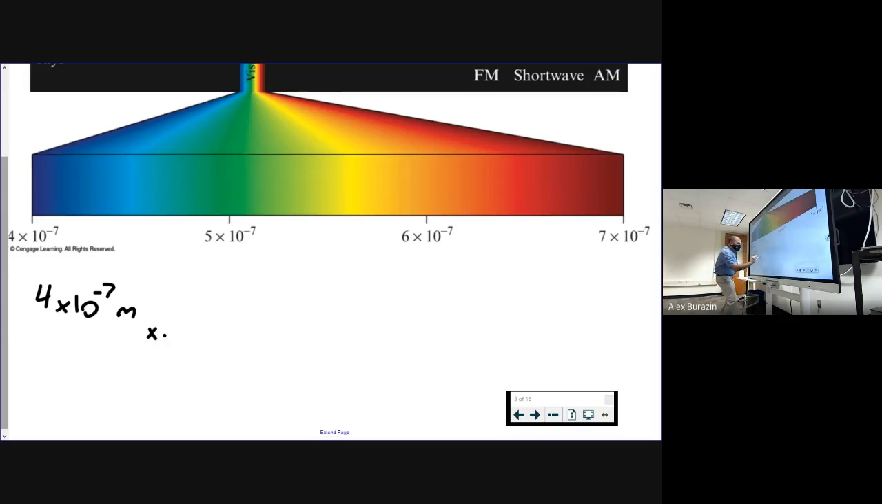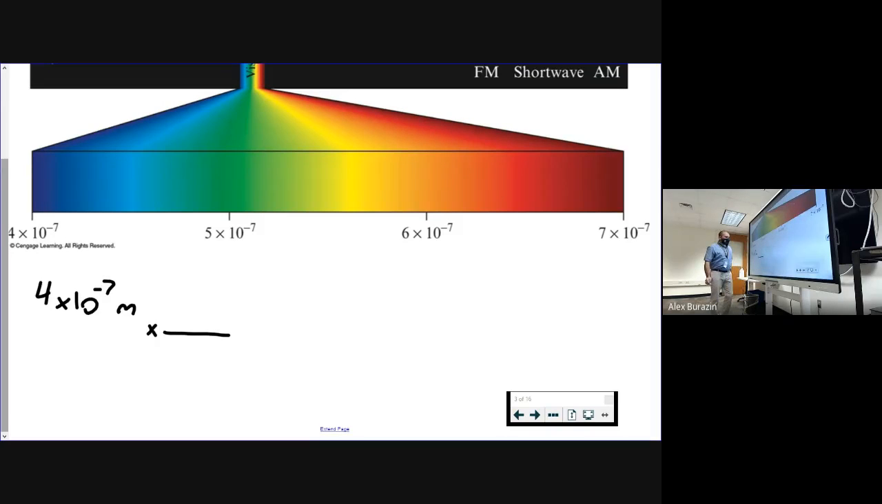More often than not, they'll write that as nanometers. Does anyone know how many nanometers are in a meter? 1 billion, yeah, there's 1 billion nanometers in 1 meter. So that means if you take a meter stick and you chop it up into 1 billion little chunks, that's a nanometer. Let me know if you want to try that sometime. That doesn't sound like much fun.